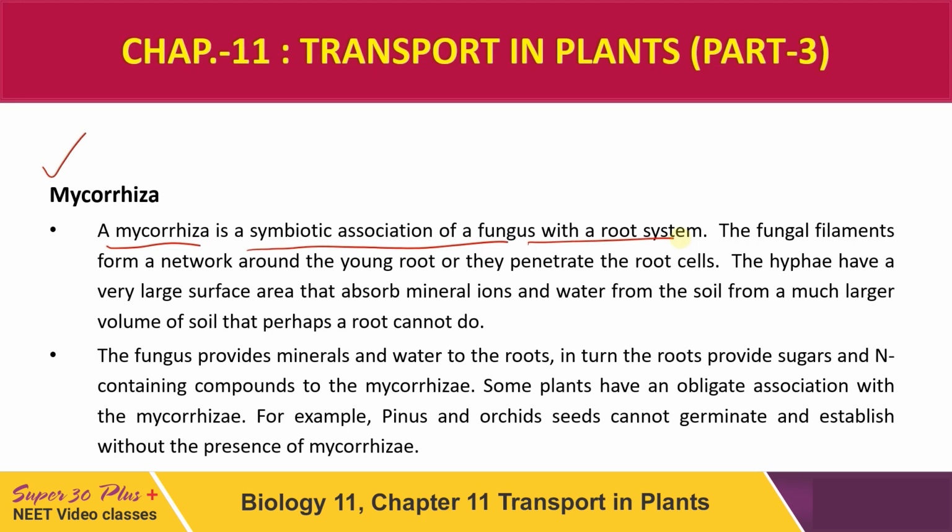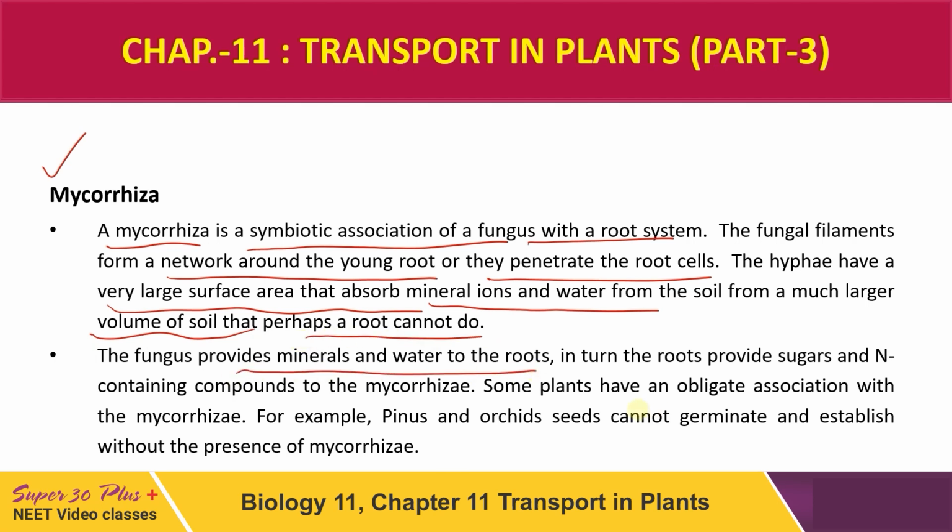The fungal filaments form a network around the young root and they penetrate into the root cells also. The hyphae have a very large surface area and they absorb water and minerals from the soil. Much larger volume of the soil will be in contact, which the root cannot do. The fungus provides minerals and water to the root. In turn, the root provides sugar. Therefore, this association is known as obligate association.